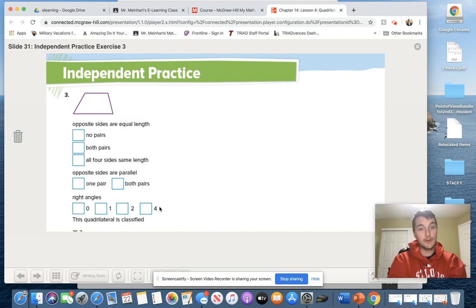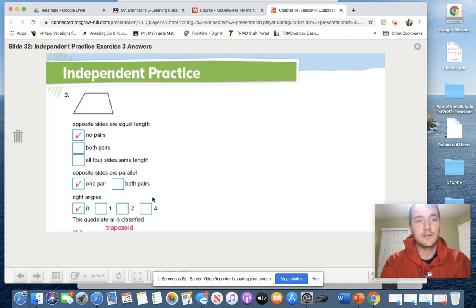Now, number 3, again, same thing. I want you to pause the video, and I want you to answer the questions. Then hit play, see if you got it right, okay? There we go. So opposite sides are equal length. No sides are equal length. Remember, if you used your ruler to check, or your piece of paper, that's the best way to do that. See if they're equal length at all.